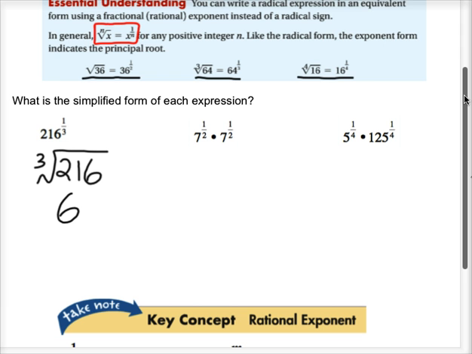In our next example, both of those are to the 1/2 power. Well, the 1/2 power is the same thing as a square root. So essentially this is saying the square root of 7 times the square root of 7. Well, we know that that would simplify to the square root of 49. And once again, in root form, we know what this means. The square root of 49 we recognize as 7.